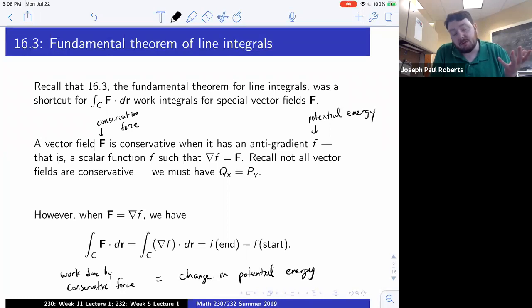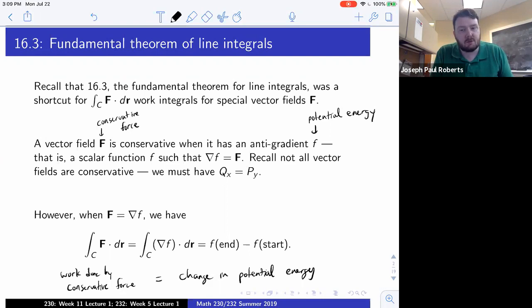In physics, not every force is conservative. You can have weirder things happen with regards to friction. Friction is something that depends on both position and velocity. The vector fields we're talking about in this course don't involve velocity ever, but we did talk about last week that it is very special to have an anti-gradient.